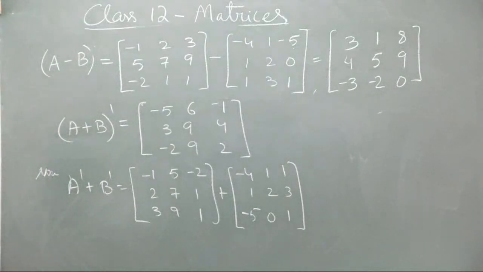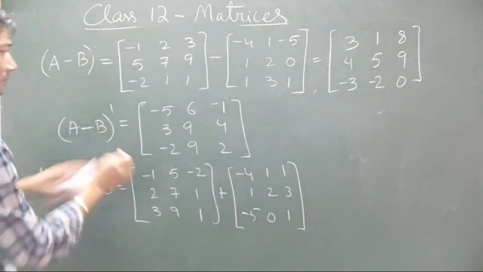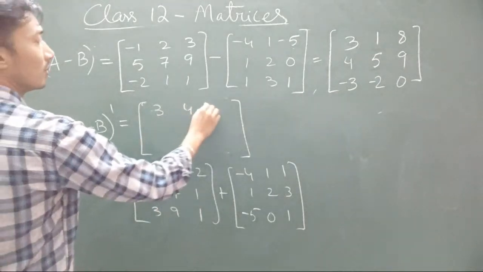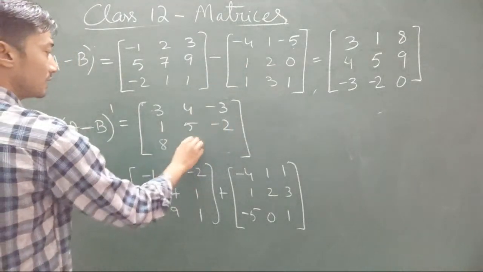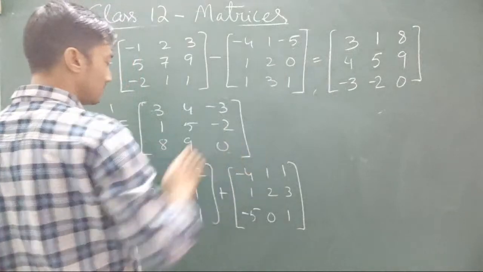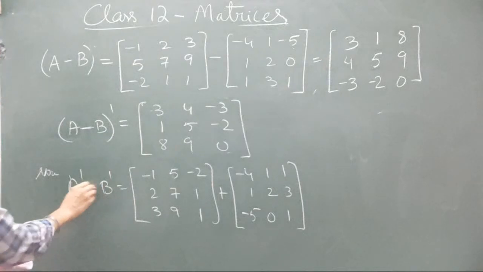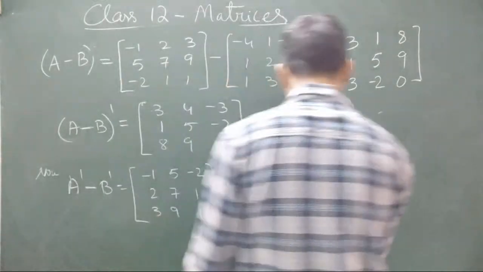So we have 3, 1, 8, 4, 5, 9, minus 3, minus 2, 0. So then what will be the transpose? A minus B transpose? A minus B transpose will be now 3, 4, minus 3, 1, 5, minus 2, 8, 9, 8, 9, 0. Alright, now let's find out A transpose minus B transpose. So this is already transposed, so directly just subtraction only.